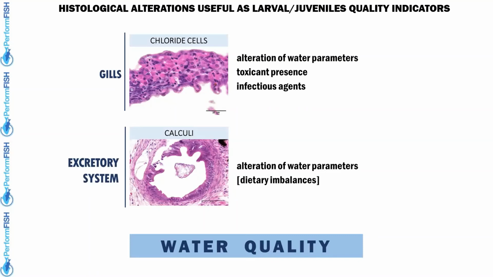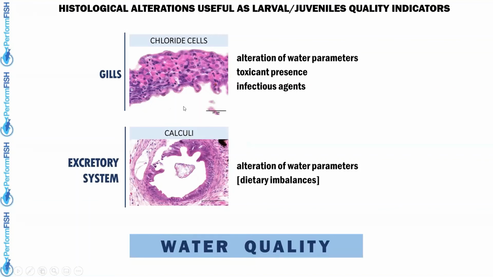Yes, because water quality definitely causes some histological lesions, causing OCV to exceed the threshold value. The gill and the kidney are the two organs most susceptible to water quality. The hypertrophy and hyperplasia of chloride cells may be related to toxicant presence, for example heavy metals or other, or infectious agents also, but some parameters of the water can induce the hyperplasia and hypertrophy of this kind of cell, very important for the fish.